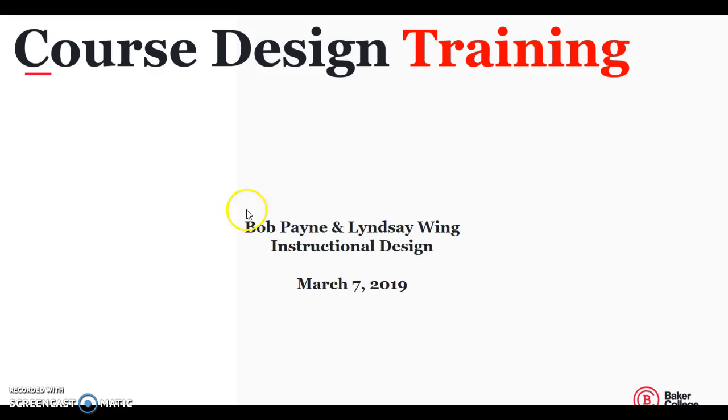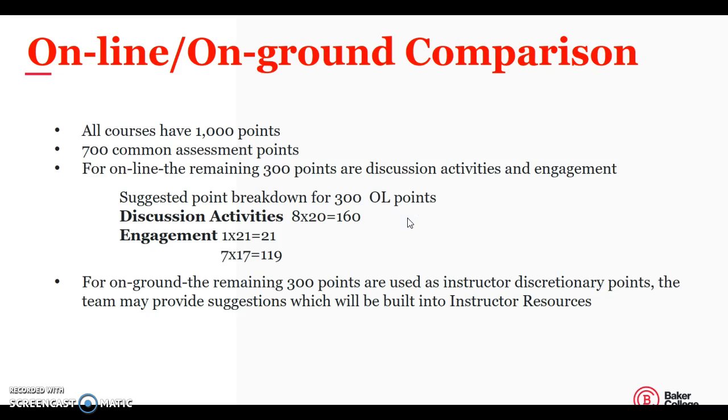The first thing to note is our online to on-ground course comparison. All courses at Baker College have a total of 1,000 points. Each course has 700 common assessment points. This means that no matter the modality, online or face-to-face, 700 of the total 1,000 points are the same. This usually includes things like tests, projects, major assignments, etc.